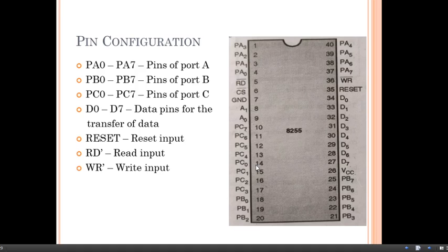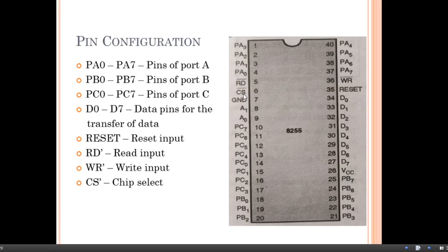Next is write bar. This is write pin. Pin number 36, write bar. It is also active low input pin, and it is also used in coordination with the other signals to send data to 8255. Next is chip select bar, that is pin number 6.